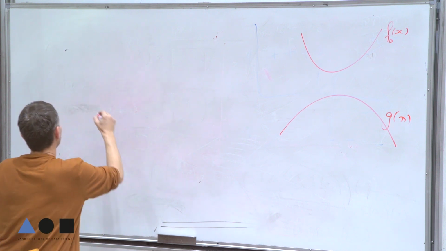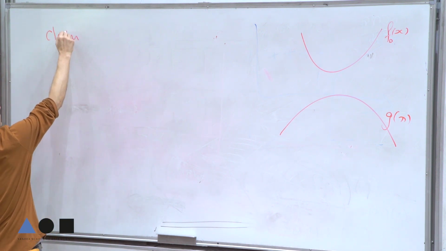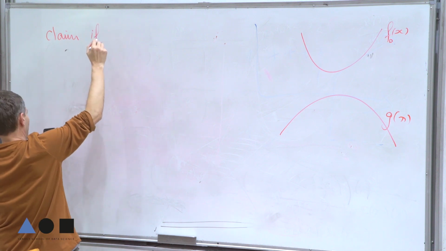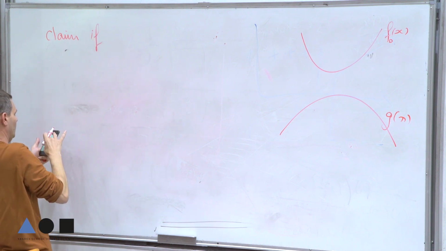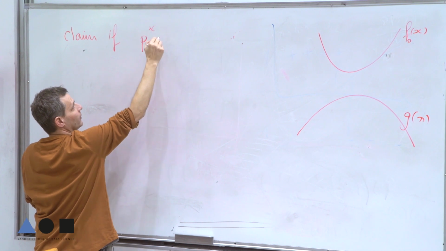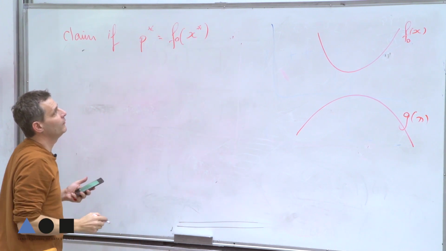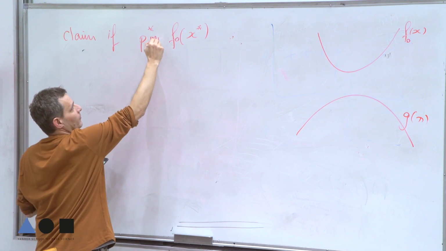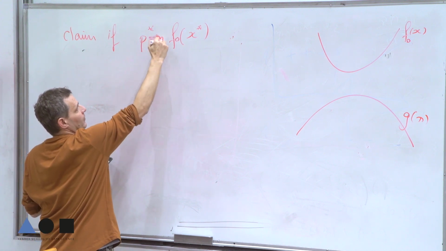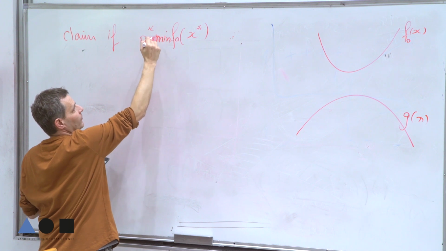So the claim is that if p star is the minimal value, the minimum.